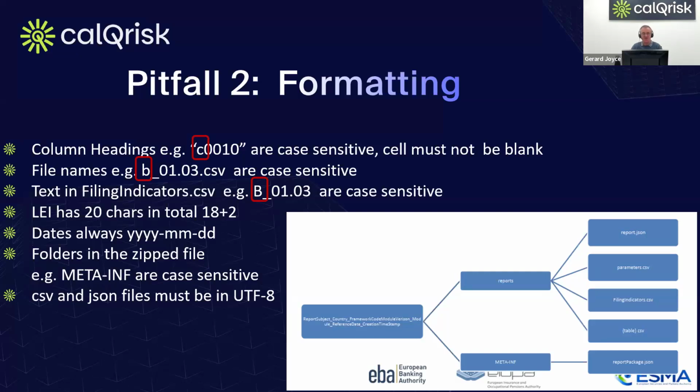LEIs, all LEIs have 20 characters. The first 18 can be alphanumeric, the last two are numeric. They should have 20. It doesn't include the letters LEI, just the number. There's a separate field to put in the acronym LEI.